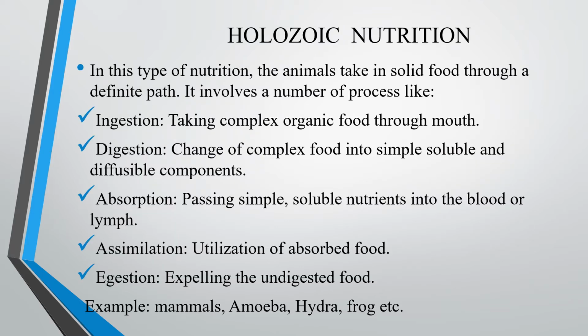Holozoic nutrition. Best example: amoeba. In this type of nutrition, the animals take food in the form of a solid. It involves a number of processes. First one, ingestion: taking complex organic food through the mouth. Then digestion: breakdown of complex food material into simple diffusible form. Absorption: the digested food is absorbed into the blood or lymph. Then assimilation: the absorbed food is stored and utilized for future use. Then egestion: the undigested food is expelled out. Examples: mammals, amoeba, hydra.